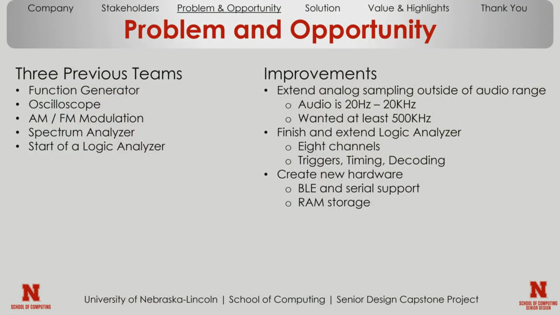So to understand what the HuskerScope 4.0 did, we have to first understand what the previous 3 years did, right? So they implemented a web app that had a function generator, an oscilloscope, AM and FM modulation, a spectrum analyzer, and the initial starts of a logic analyzer. All of those were mostly focused in the audio range. So for HuskerScope 4.0, we wanted to extend that audio sampling capabilities outside of that audio range.